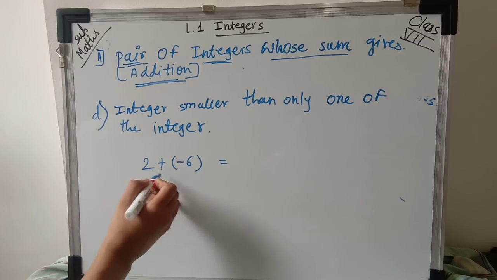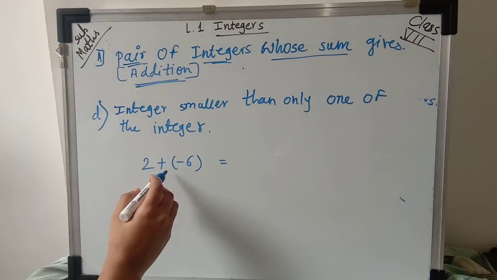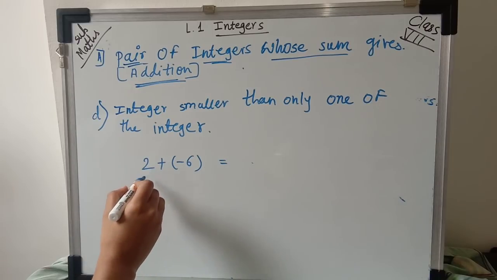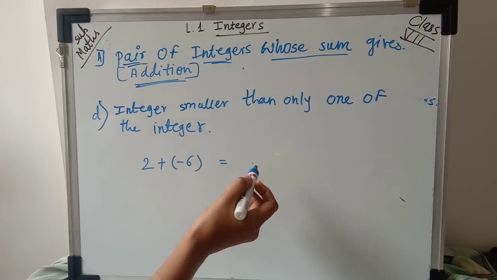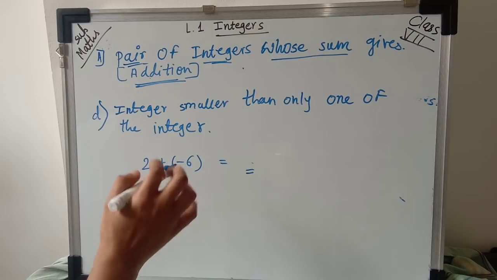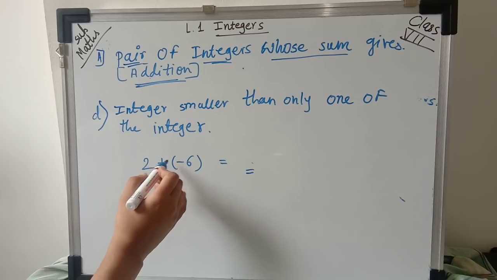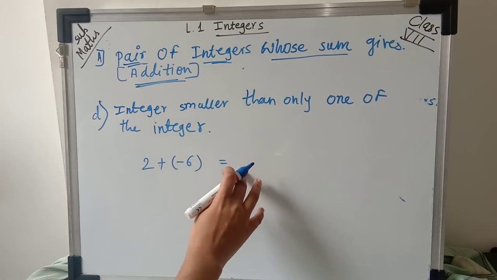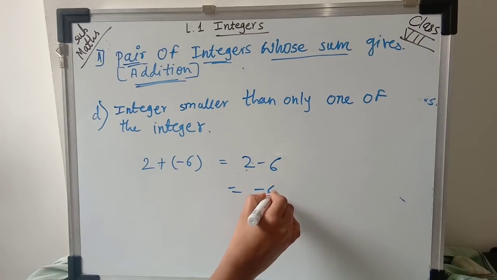So here the example I have taken is 2 plus in bracket -6. Whatever value will come, that value is less than any one of the two integers. यहाँ पे मैं कह रही हूँ कि जो वैल्यू जो भी आएगी वो वैल्यू इन दोनों इंटीजर में से एक किसी इंटीजर से छोटी रहेगी. So here plus and minus sign is there. What we have to do? We have to do the subtraction. So 2 minus 6 is equal to -4.